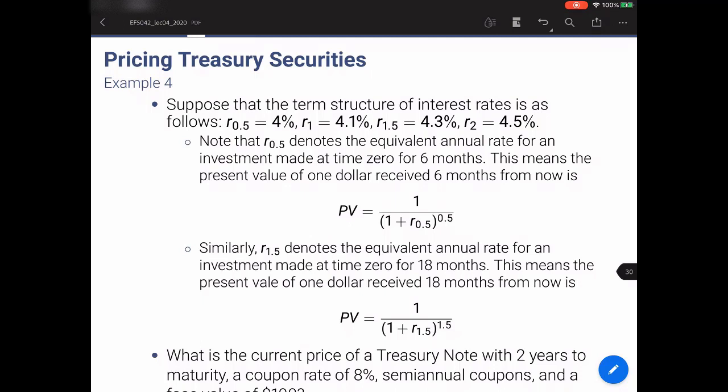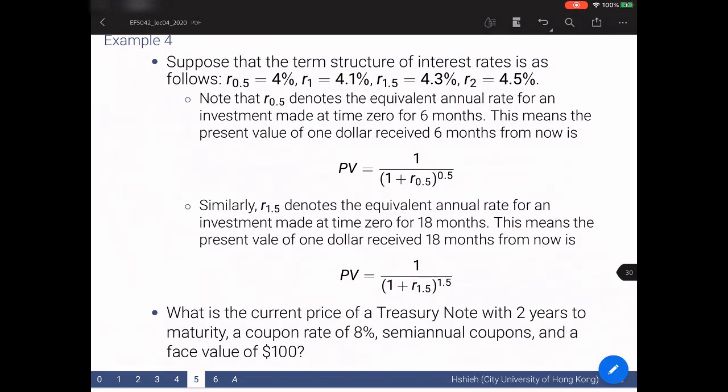So what is the current price of a treasury note with 2 years to maturity, a coupon rate of 8%, with semi-annual coupons and a face value of $100? So this is the question that I posed to you at the end of this slide. Okay, and let's figure it out.